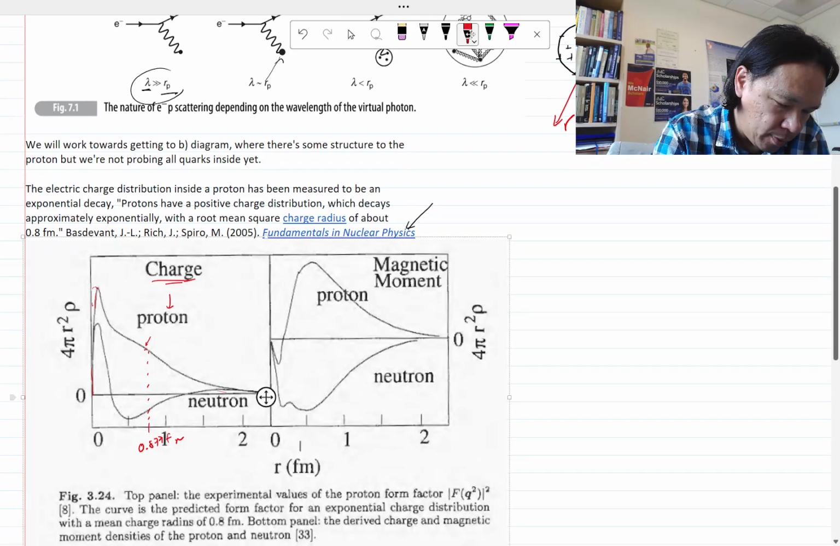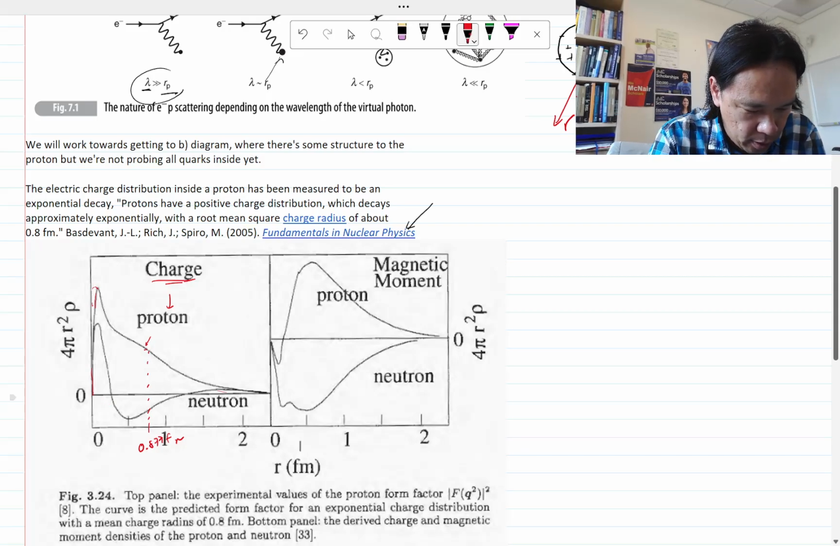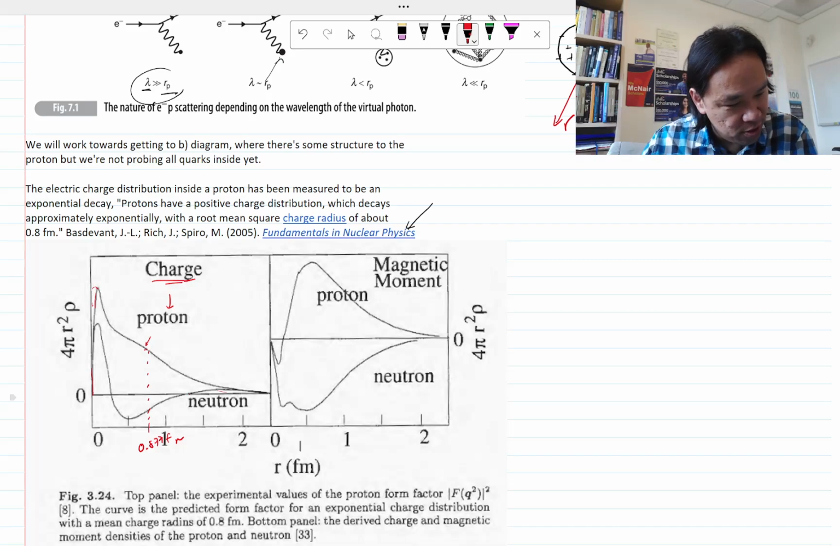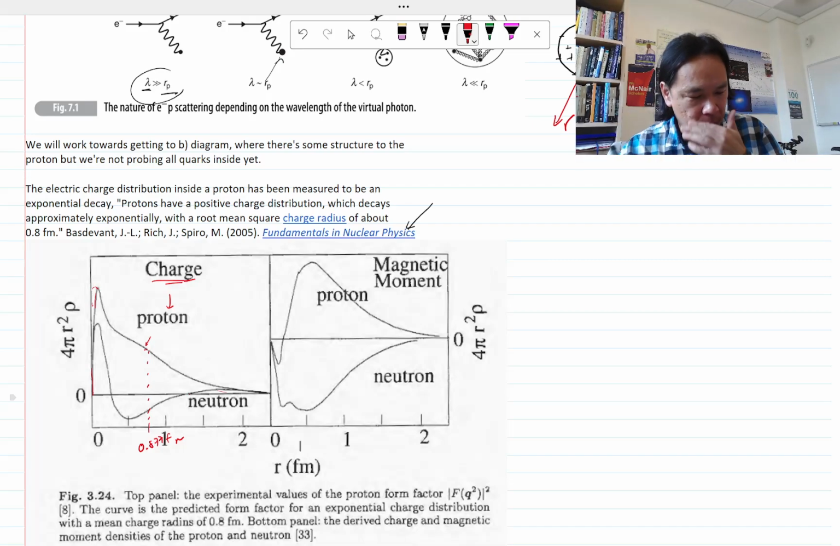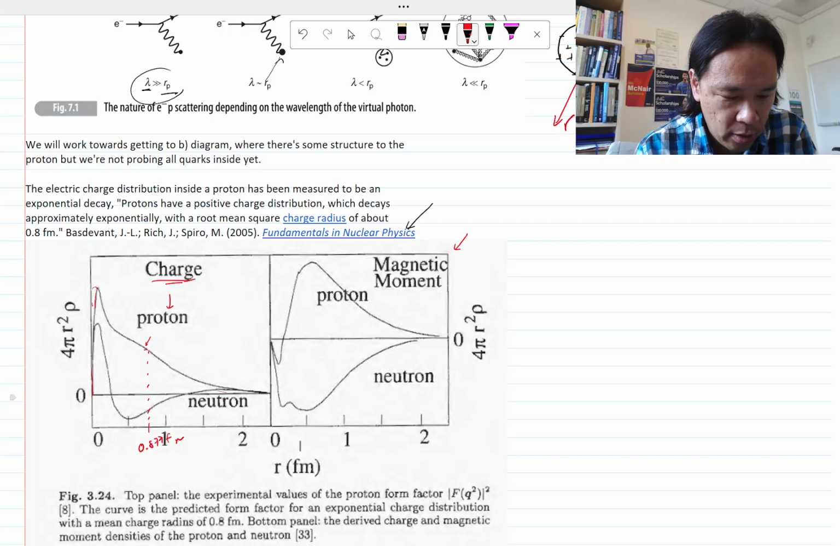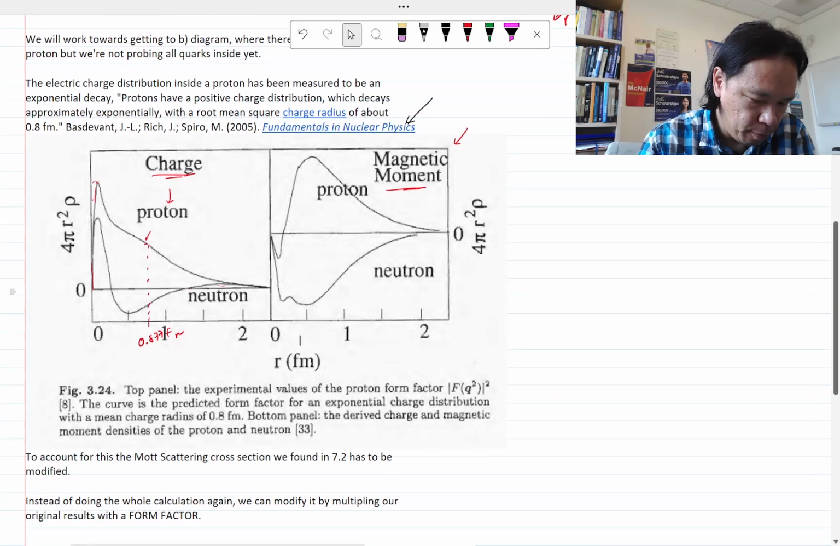Okay. This plot also showed the neutron version. We're not going to deal with the neutrons since we're not scattering neutrons, but hopefully you see that the charge distribution is actually positive inside, and then negative outside, and then the whole thing is neutral afterward, because the integral has to add up to 0, since the net charge should be 0. In section 7.5, we will talk about the magnetic moments, but let's not deal with that for now.